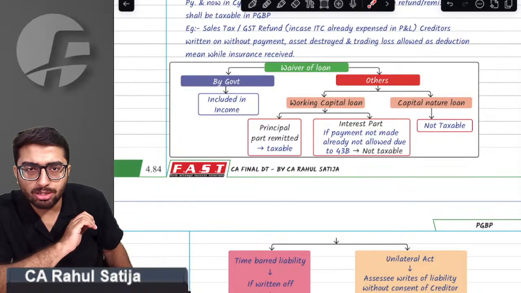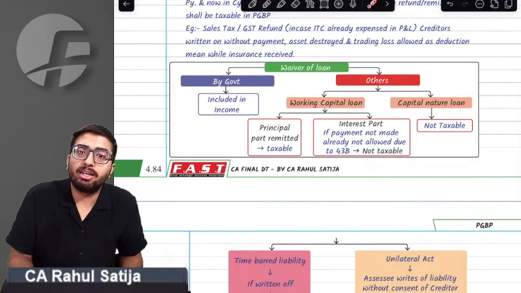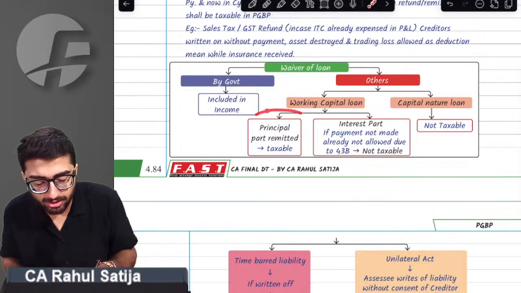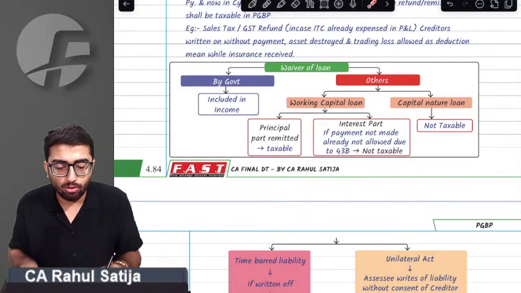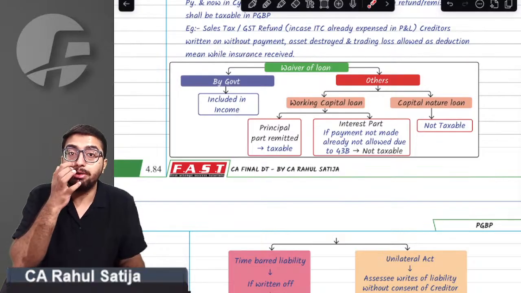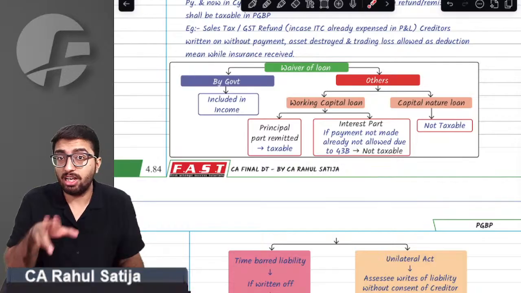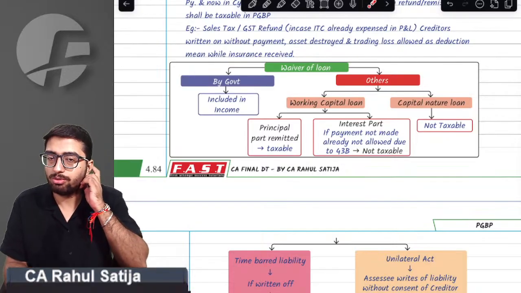No deemed PGBP provisions. But sir, if your working capital loan is being remitted, then you have to check two things: whether the principal portion is remitted or the interest portion is remitted. If the interest portion is remitted, you don't have to do anything. But if the principal portion is remitted, it shall become your deemed PGBP.